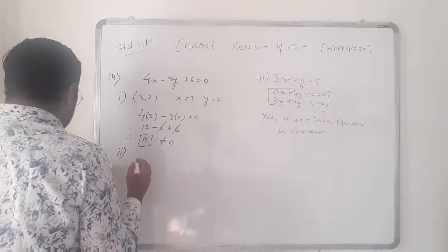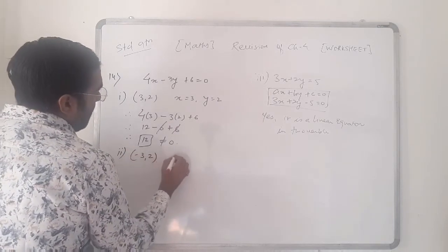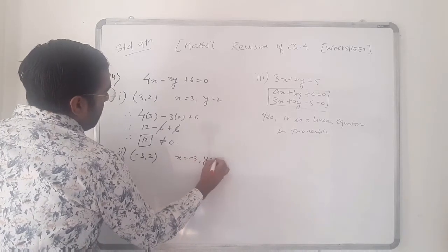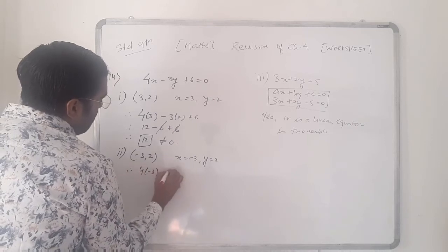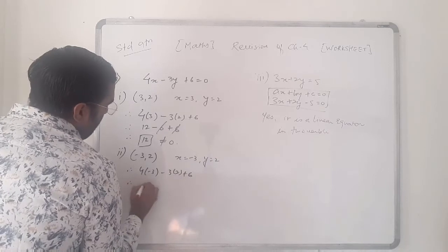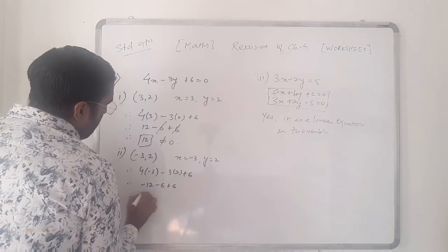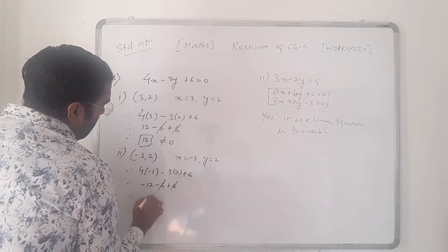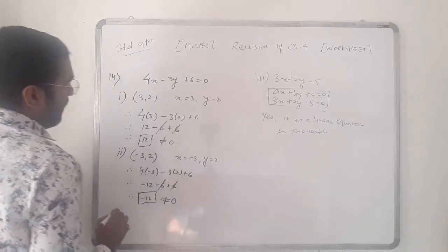Second one, that is minus 3, 2. For the minus 3, 2, we should take the value of x equal to minus 3 and value of y equal to 2. So therefore 4 into minus 3 minus 3 into 2 plus 6. So therefore minus 12 minus 6 plus 6. So again here minus 6 plus 6 cancel out. So minus 12 is not equal to 0.